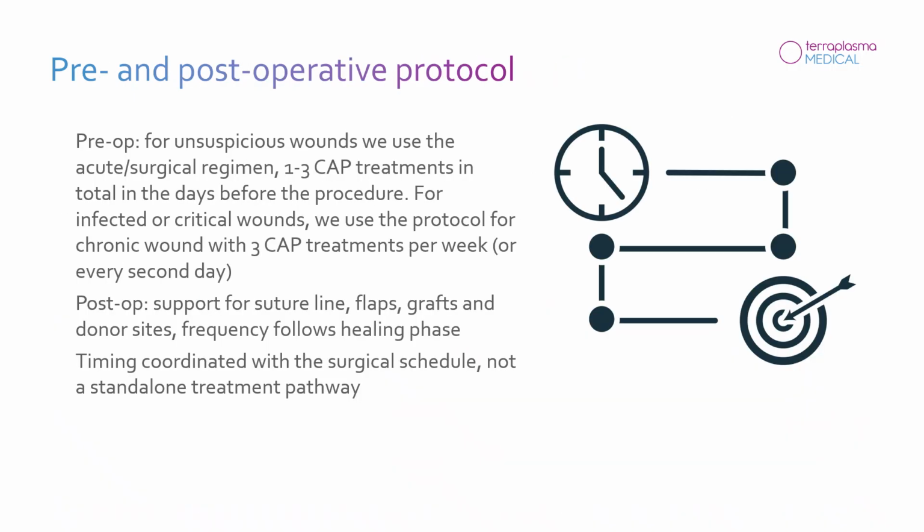Let's look at the pre- and post-operative protocol. For unsuspicious wounds, we use the acute or surgical regime. This means 1 to 3 CAP treatments in total in the days before the procedure. For infected or critical wounds, we use the chronic regime with 2 to 3 treatments per week until the wound bed is ready.